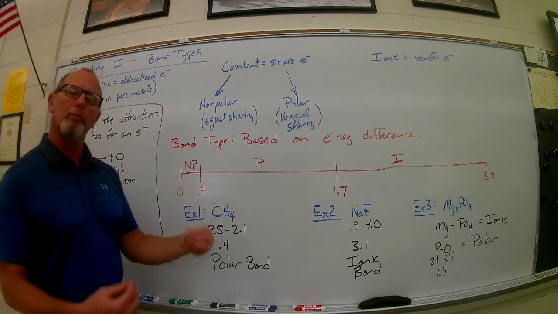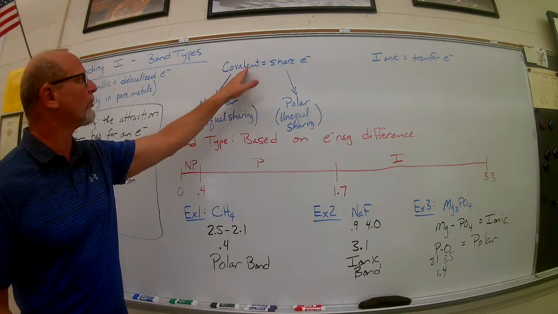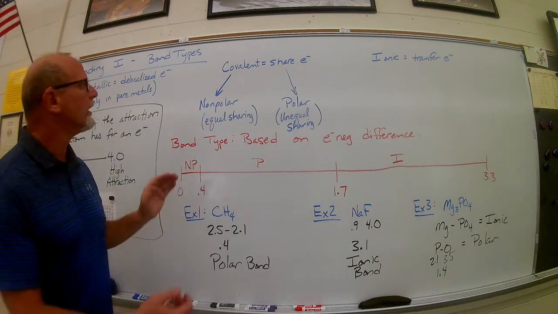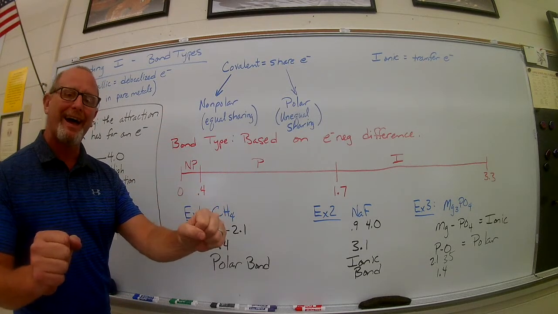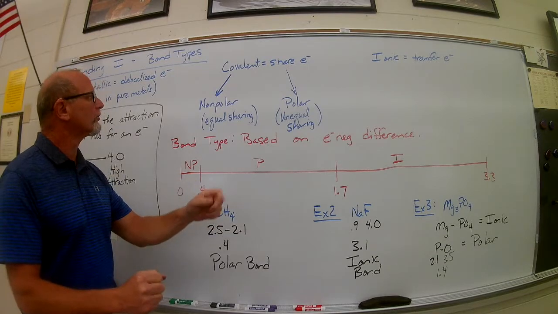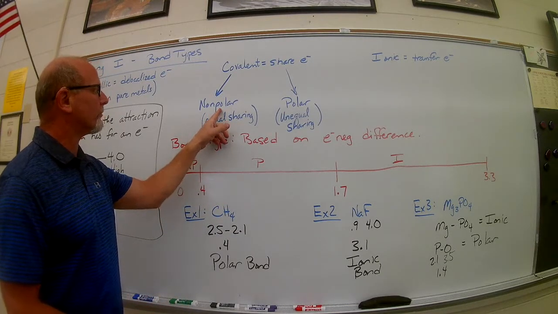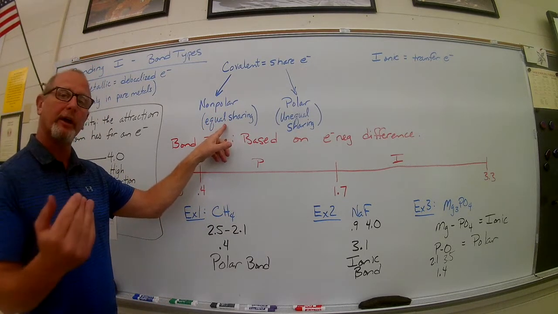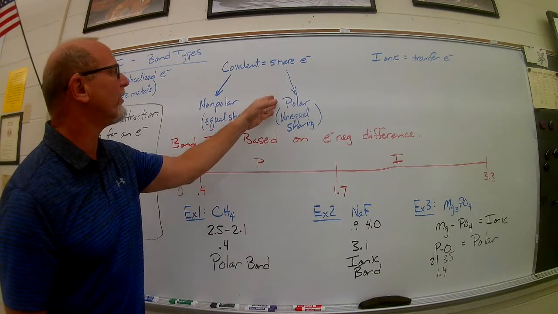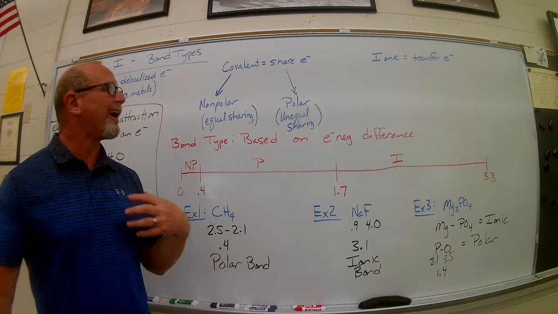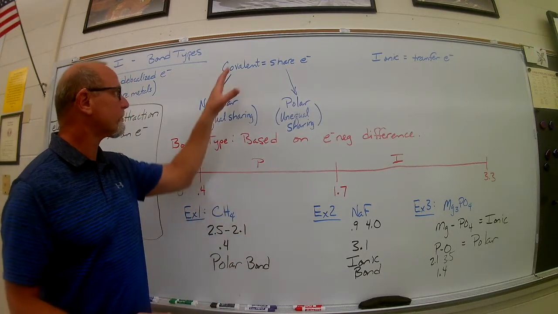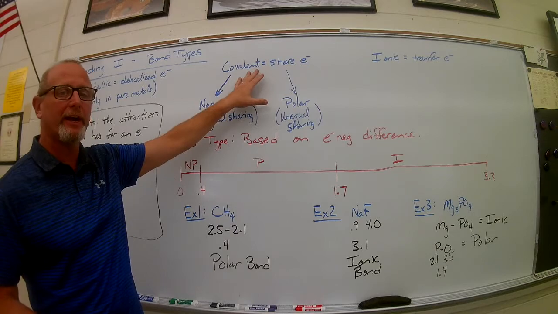In this video, we're more concerned about whether a bond is covalent or ionic. Covalent bonds share electrons between two atoms, only two atoms. So we could have a nonpolar covalent bond where they share the electrons equally, or we could have a polar bond where they share a pair of electrons unequally. Those are covalent, very common.